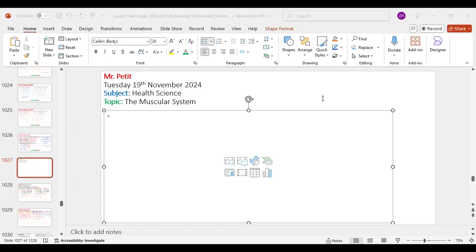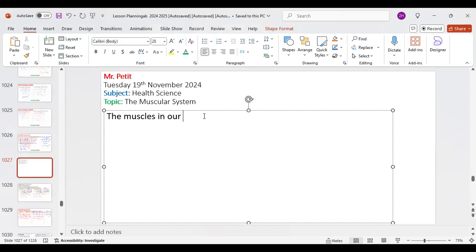Someone mentioned the number. There are about how many muscles? Yeah, about more than 600 muscles. So the muscular system is there to help our body do what? The muscles in our body help us to do what? Move. That's very good. What movement? From place to place, right? So they help with movement.